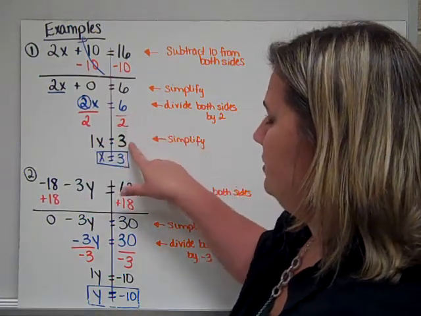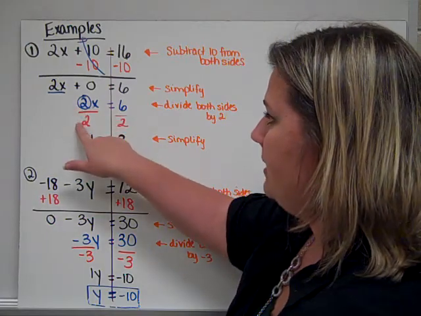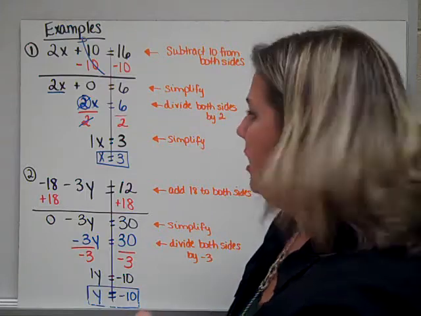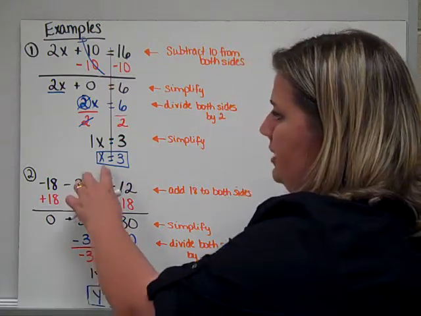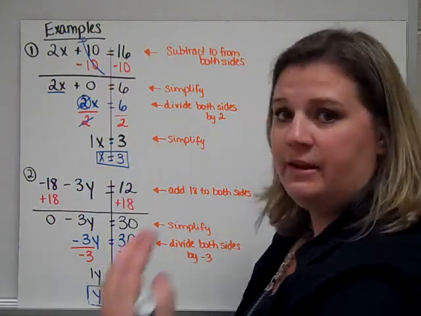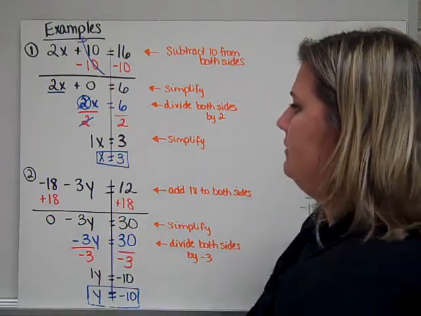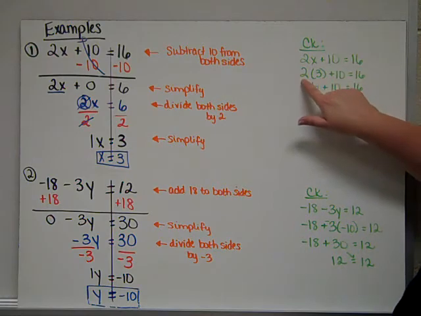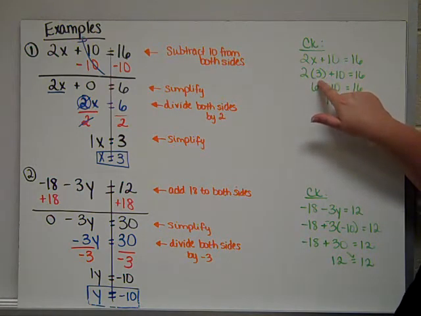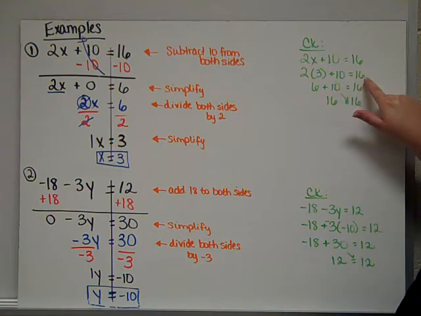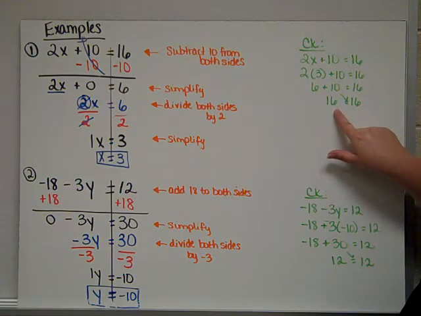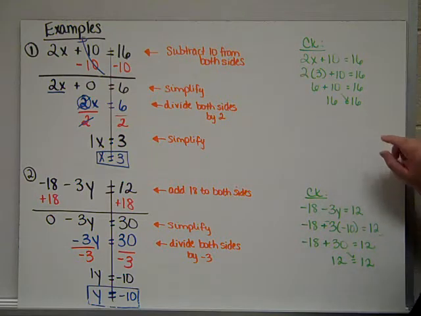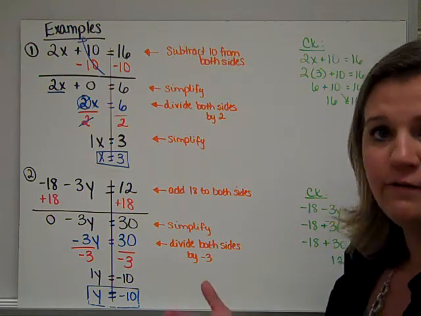6 divided by 2 is 3. And 2 divided by 2, remember, that is where we get that positive 1 coefficient that we want. So x equals 3. If I check that and I plug positive 3 in to where my x is, 2 times 3 is 6. 6 plus 10 equals 16 when I simplify all the way down. And 16 equals 16, that is a true statement. So I know that 3 is a solution for that equation.